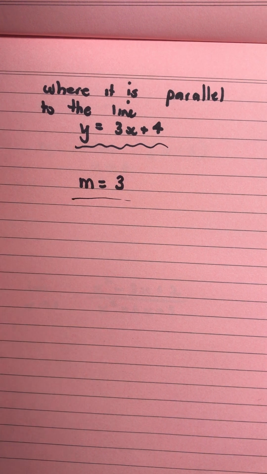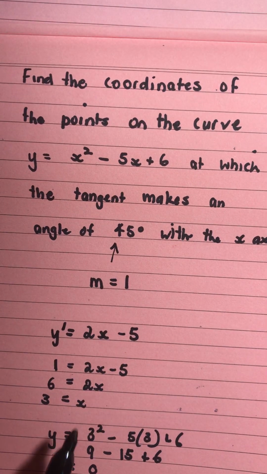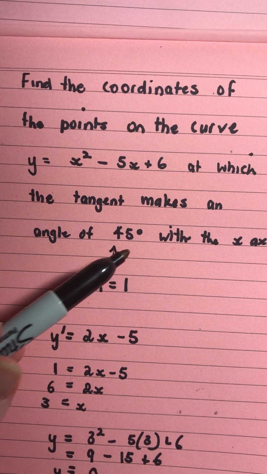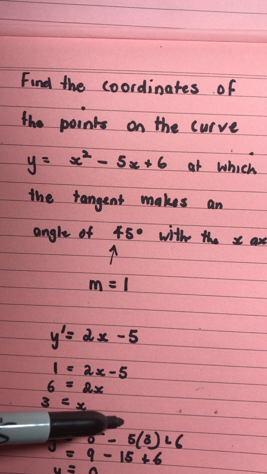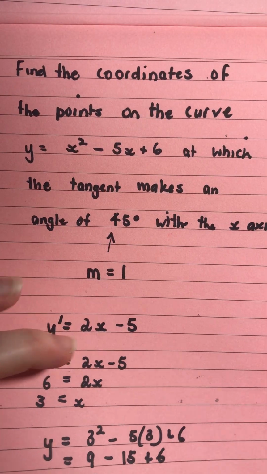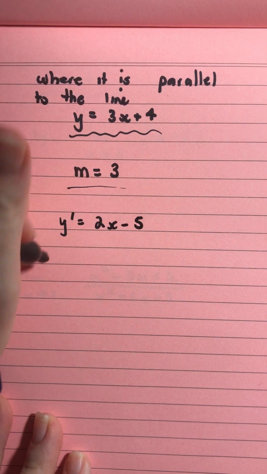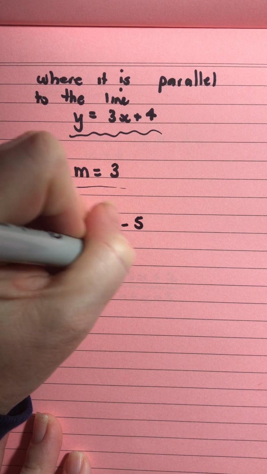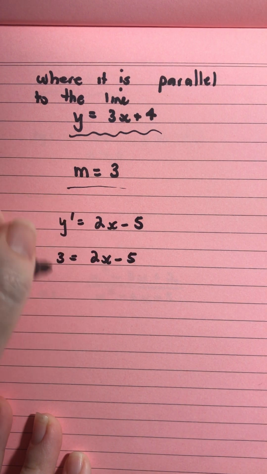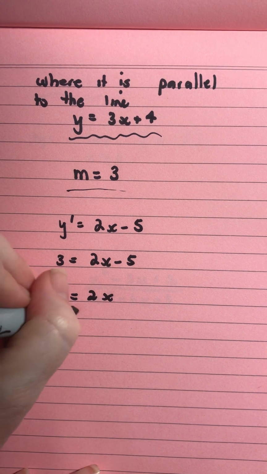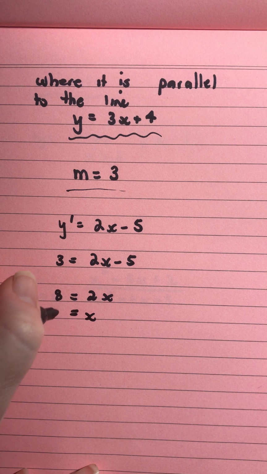So now we have a gradient of 3, so we go back to just like what we did here, where we found that our gradient was 1, and finding out what the x value is. This time we know our gradient is 3, so we're going to put that into our derivative. So we've got y dash equals 2x minus 5, and we know that that gradient is 3, so we're going to solve that. So add 5, we get 8 is equal to 2x, and then so my x must be equal to 4.